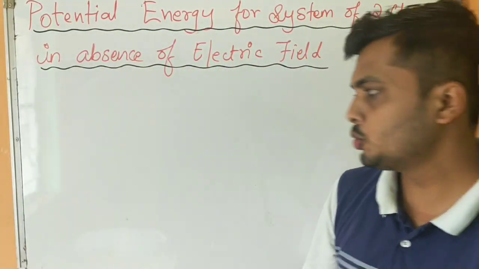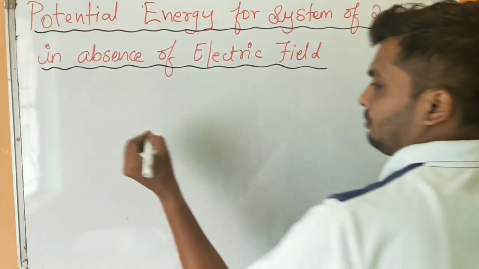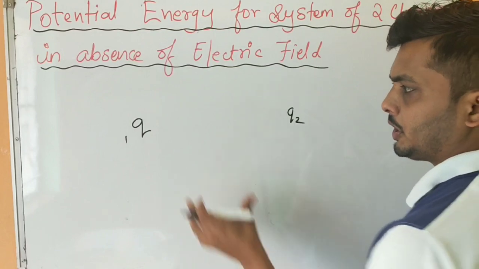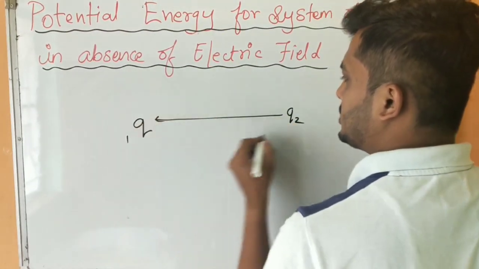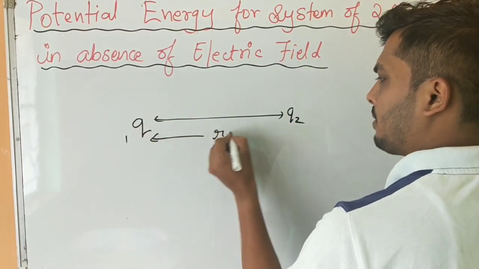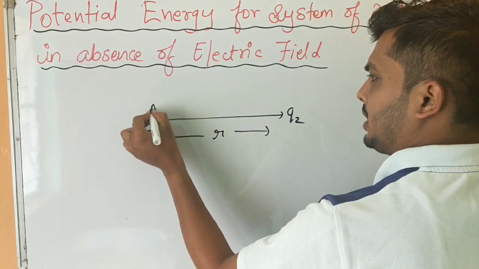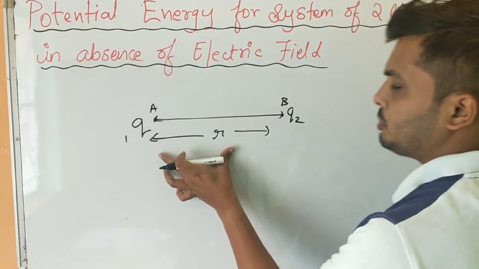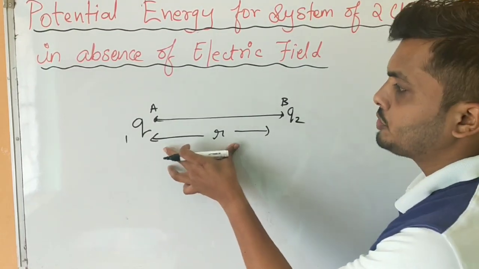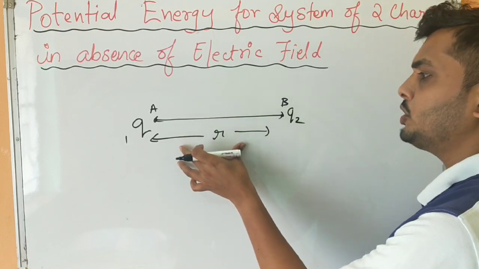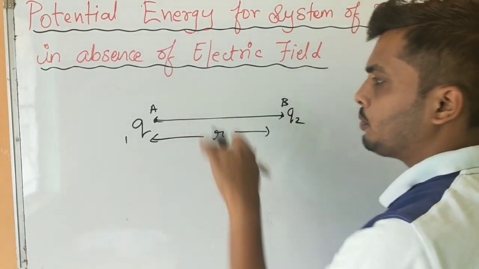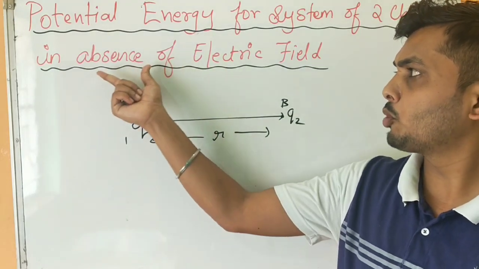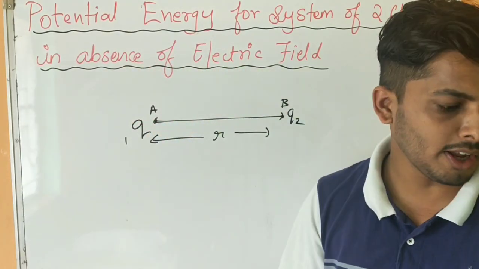Now students, consider I have two charged particles Q1 and Q2. They are separated by a certain distance R. Let this be at point A and this be at point B. Now students, I have a system of two charged particles, and these two charged particles will possess certain potential energy between them. And this potential energy I am going to determine in the absence of an electric field.